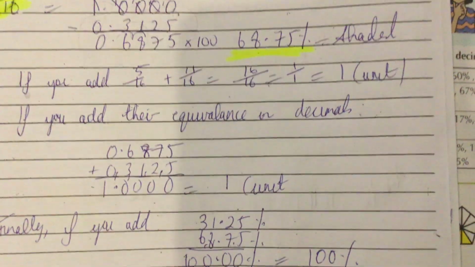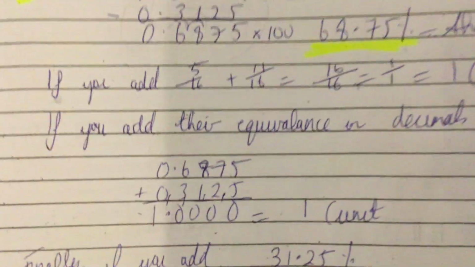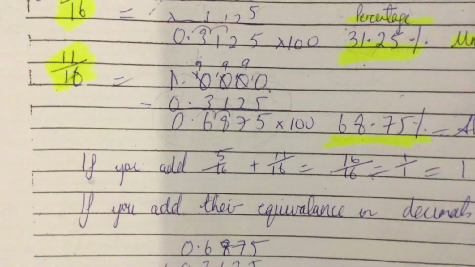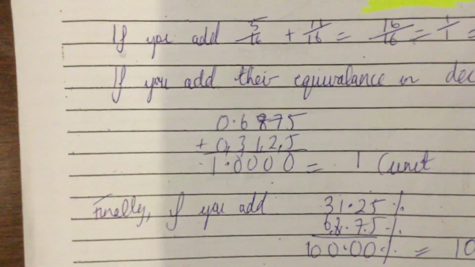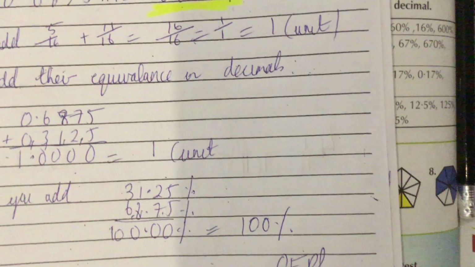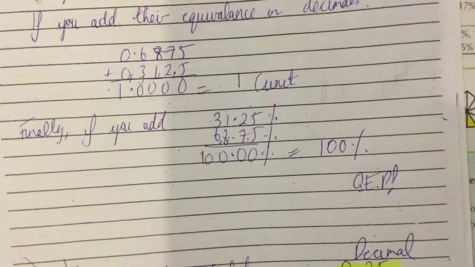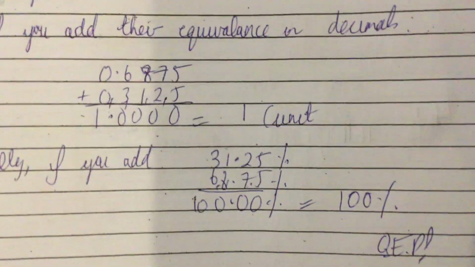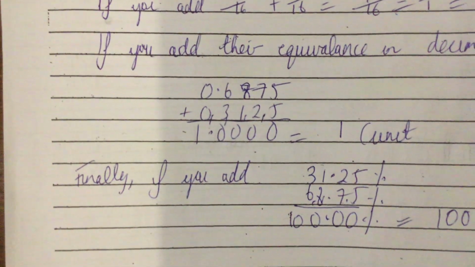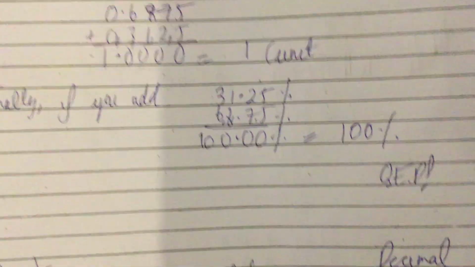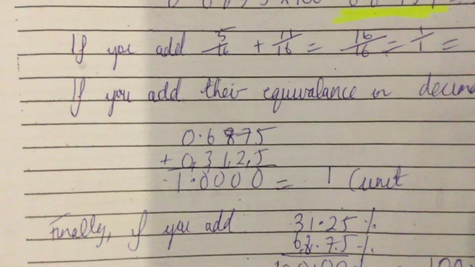If you add their equivalents in decimals, 5/16 is 0.3125, and 11/16, as we found out, was 0.6875. Add both of them together and you get 1.000, which is 1 unit, and 1 unit is equal to 100%. And finally, if you add their percentages, 31.25, which is 0.3125 converted, and 68.75, which is 0.6875 converted.